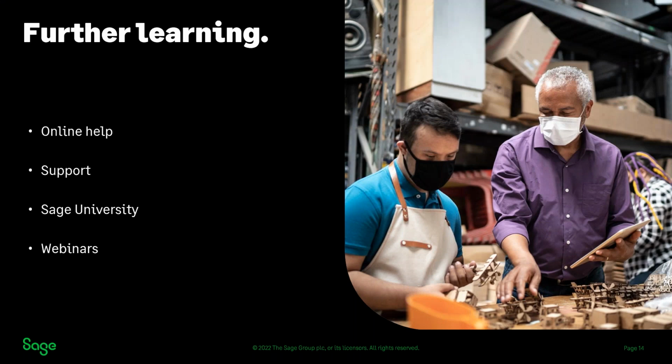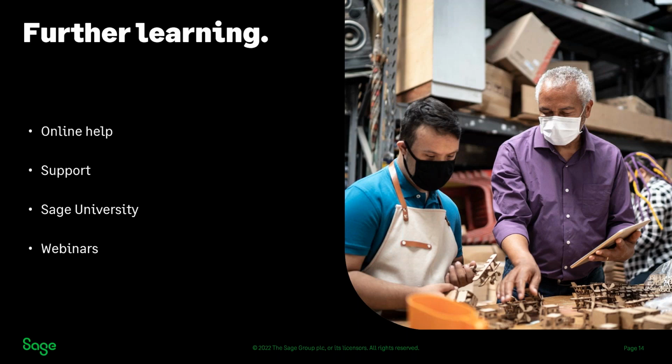And that brings me nicely onto the further learning options that you've got available to you. Online help, I keep mentioning that one. I think we first introduced you to it on the intro session. Again, if you haven't had a chance to attend the intro session, please get yourself signed up for one. We run it on a regular basis. Links are included on your follow-up email, or just head along to sage.co.uk/webinars. You can access the registration pages there.